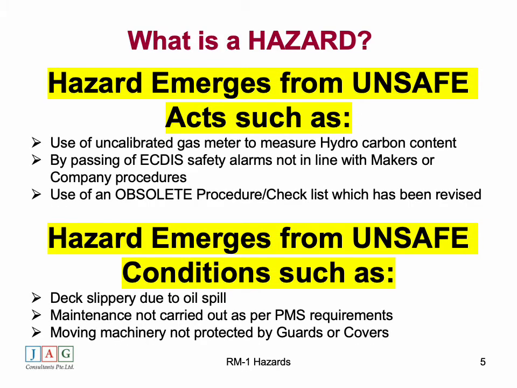Hazards emerge from unsafe acts such as use of an uncalibrated gas meter to measure hydrocarbon content. So, you're likely to get a wrong reading. Navigating officers often bypass the safety alarms to avoid the noise on the bridge, and this may not be in line with the maker's recommendations or with the company procedures. Often, ship staff and maybe people in the office as well, use obsolete procedures or checklists, those that have already been revised. Now, that's also risky.